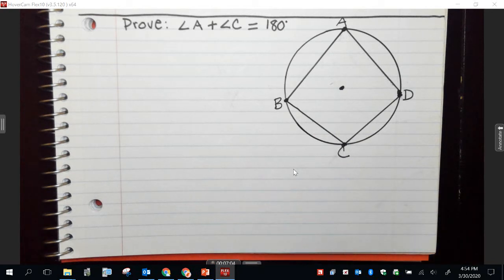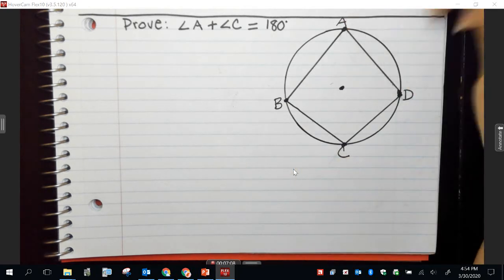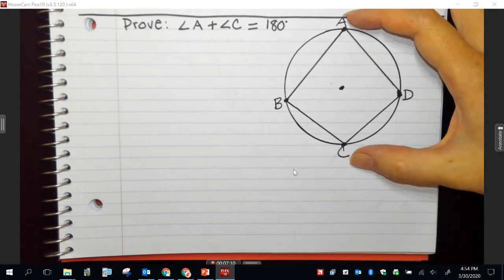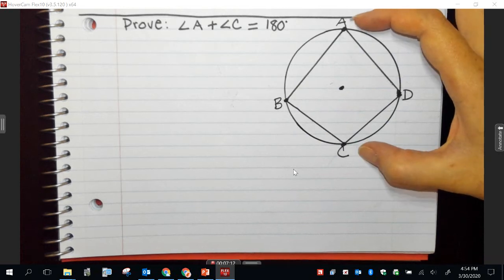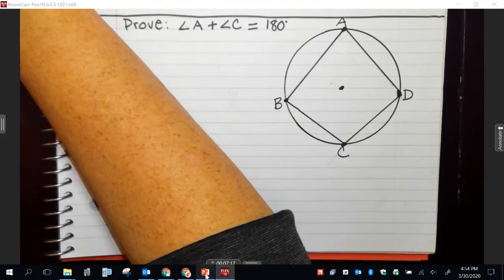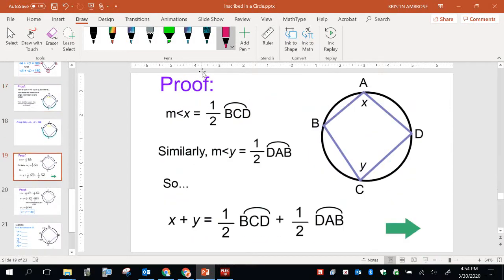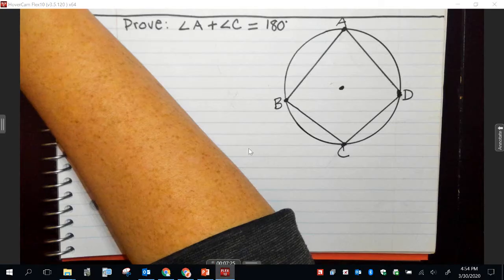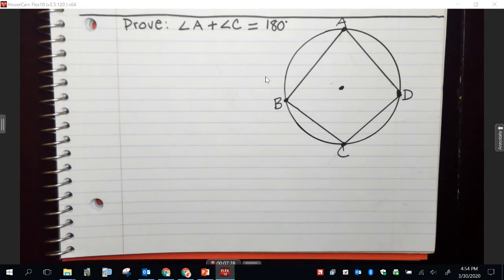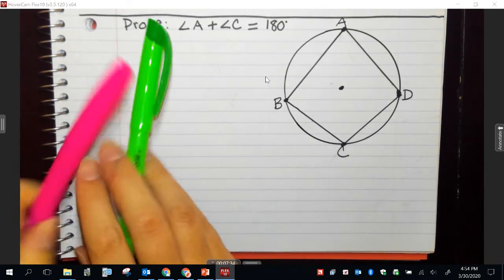So, okay, let me take a look here. All right, so our goal, what we're going to do in this proof is we're trying to prove that angle A plus angle C is equal to 180. Okay, and let me look at my notes here because I did do this. Okay, right. Okay, so the idea behind this, let's see, I'm gonna need some colors here to work this with.